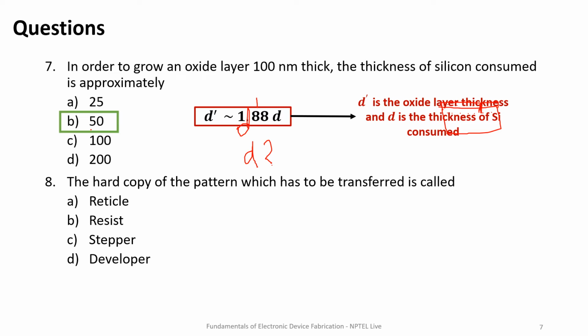So next we'll move on to the section of patterning and layering and so on. So the first question is very simple. The hard copy of the pattern which has to be transferred is known as dash. Reticle, resist, stepper or developer.